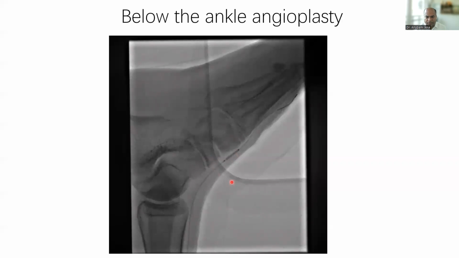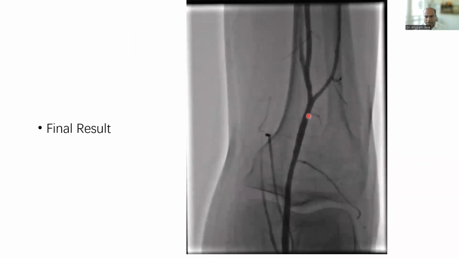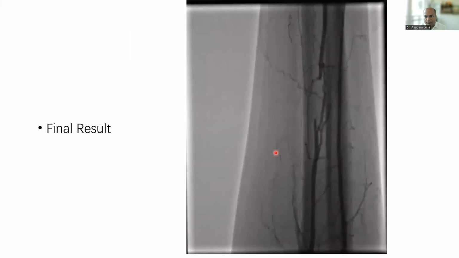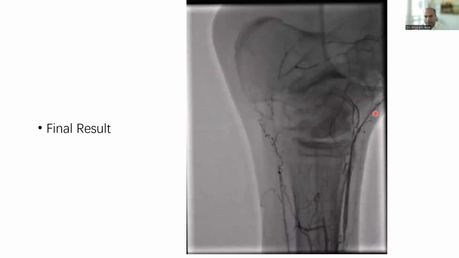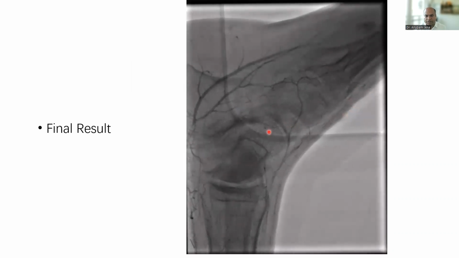So this is the below the ankle angioplasty. And as you see in the final result, we did not touch the posterior tibial, but we see a good flow restored in the anterior tibial artery. I'll just show. Yeah, so good flow up to the digital vessels we can see.